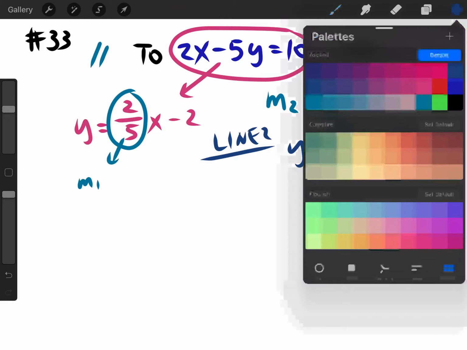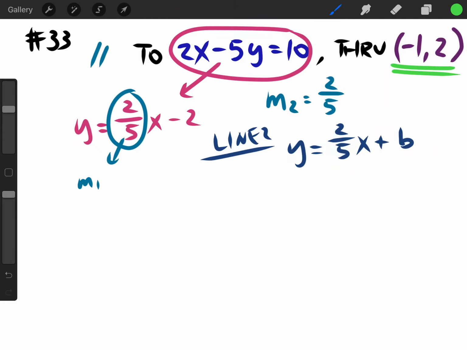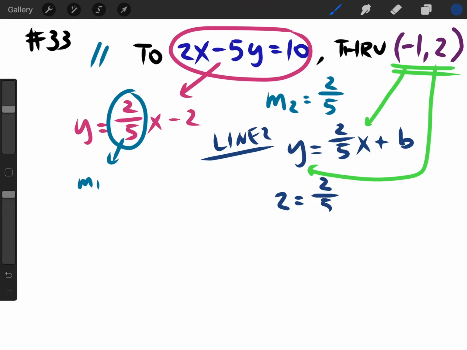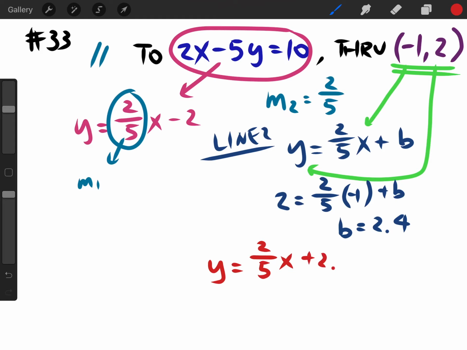So it says this second line is passing through -1, comma 2. So -1 you're going to insert into x, 2 you're going to insert into y. So this is how it's going to look. It's going to be 2 equals 2/5 times -1 plus b. All you need to do is solve for b. So you're going to get b equals, I'm just going to do it, 2.4. You can write that in fractions. I think on the back it shows in fractions. So what you're going to do is rewrite this equation. Your equation for line 2 is going to be y equals 2/5 x plus 2.4.